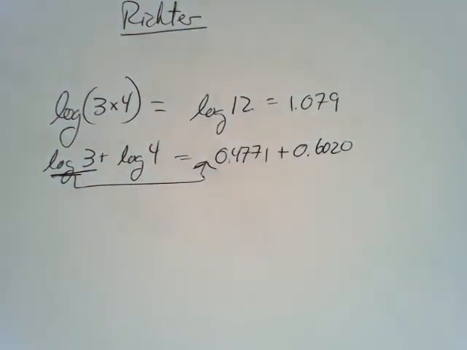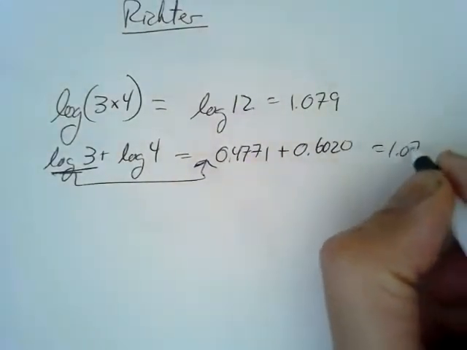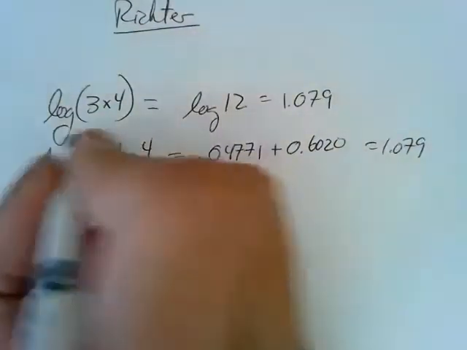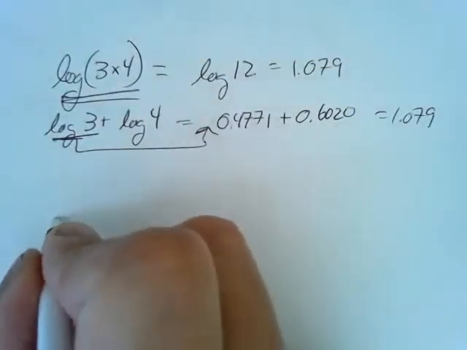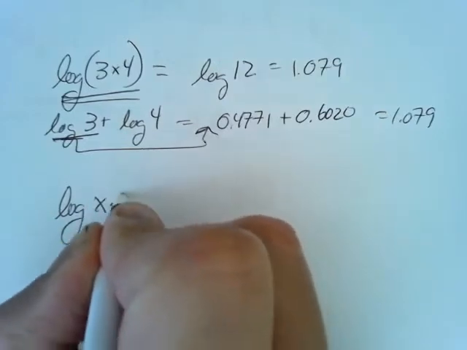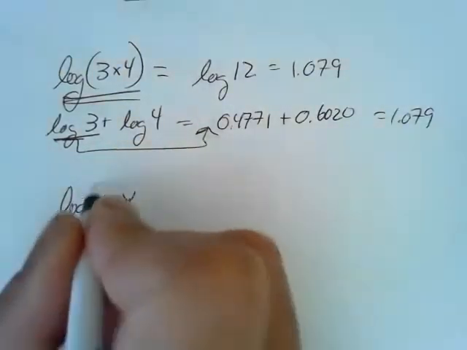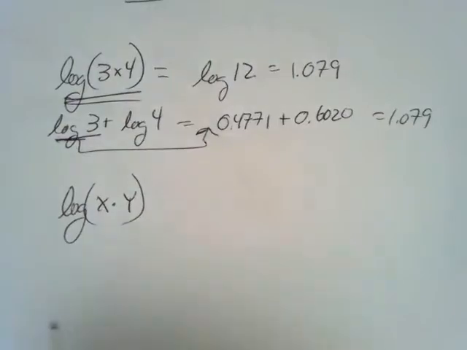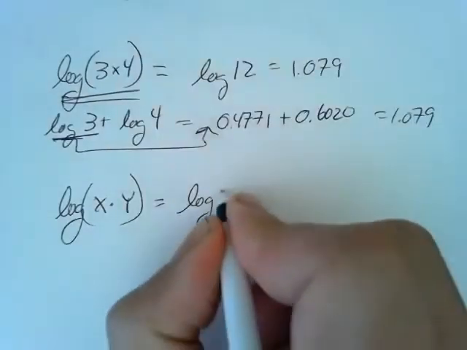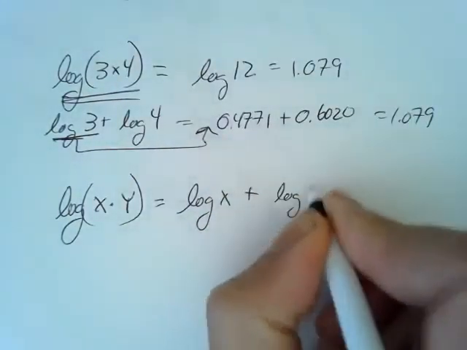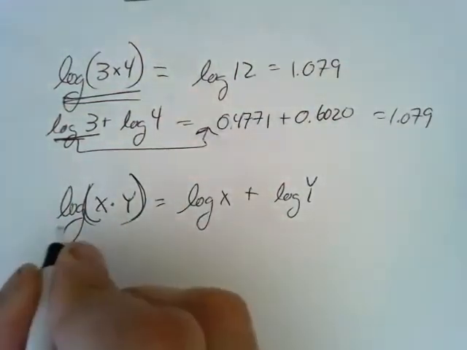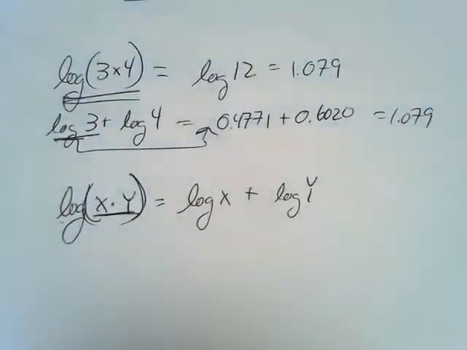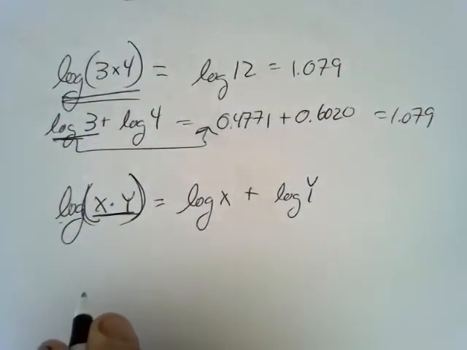Now, if you add those two things together, you get 1.079. So now we have a new mathematical operation that we can introduce with logs, one that comes in very handy when we're solving problems. That is, if we have any two numbers multiplied by each other, log of x times y is also equal to the log of x plus the log of y. Notice the parentheses here are important. This would say take the log of whatever the product of x times y is.